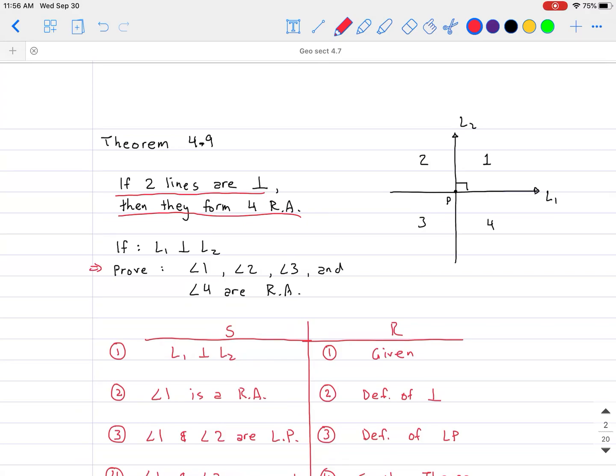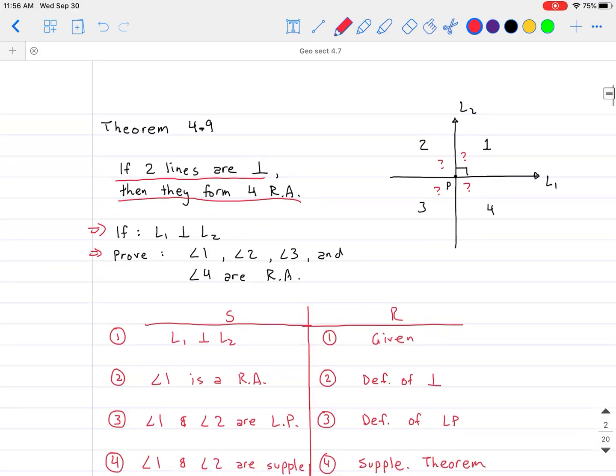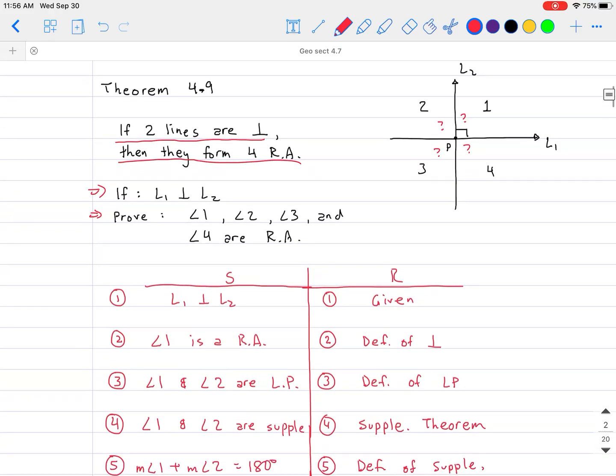What I need to show is a proving part right here, just to write it as an if-then statement. I want to prove that these guys right here, angle 2, angle 3, and angle 4, are also right angles. I guess also technically angle 1 is also a right angle too. So I need to prove that all 4 are right angles then. So let's go ahead and see what we can deal with, okay?